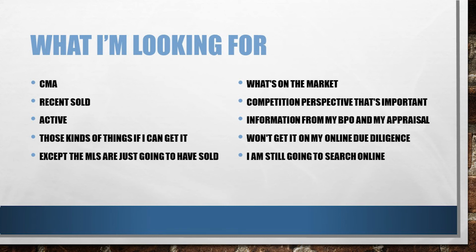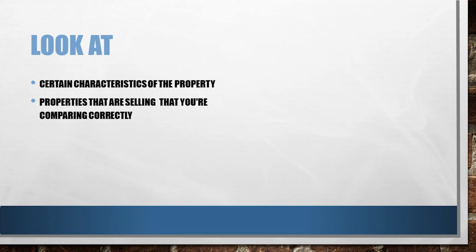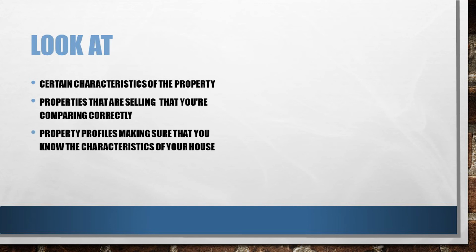I'm going to pull up the CMAs, and I want to look at certain characteristics of the property. So I'm not going to say I have a 2-bedroom, 1-bath property, and I look at houses that are 3-bedroom, 2-bath. Well, that's not a comparable. It's important that when you start looking at properties that have sold, properties that are selling, that you're comparing correctly. Look at the property profiles, making sure that you know the characteristics of your house.